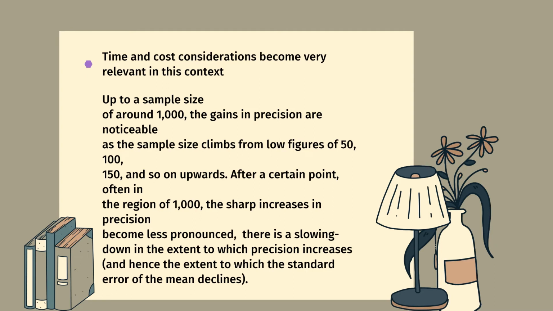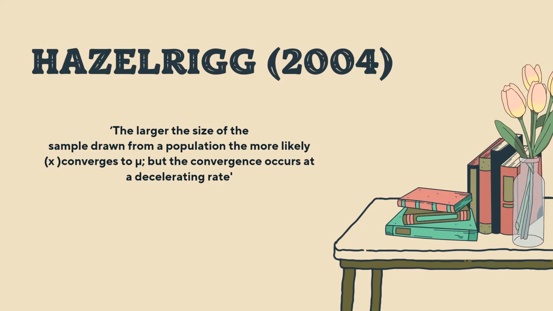This means that considerations of sample size are likely to be profoundly affected by matters of time and cost. At such a point, striving for smaller and smaller increments of precision becomes an increasingly costly proposition. According to Hazelberg 2004, the larger the size of the sample drawn from a population, the more likely it converges to the mean, but the convergence occurs at a decelerating rate, which means that very large samples are decreasingly cost efficient.